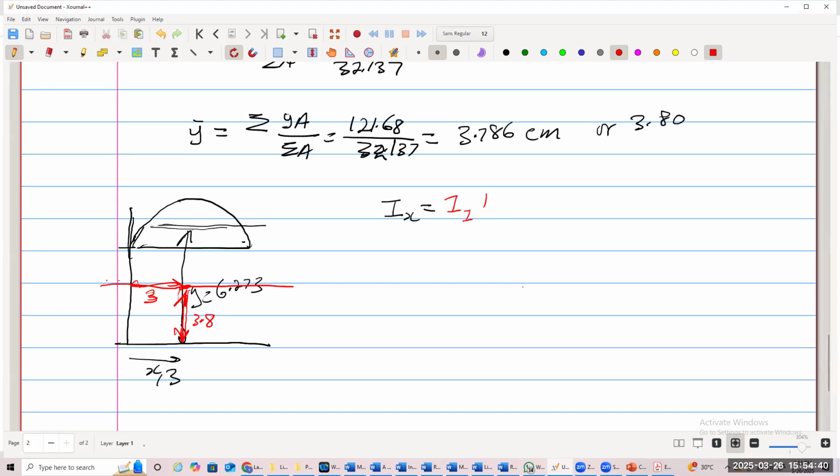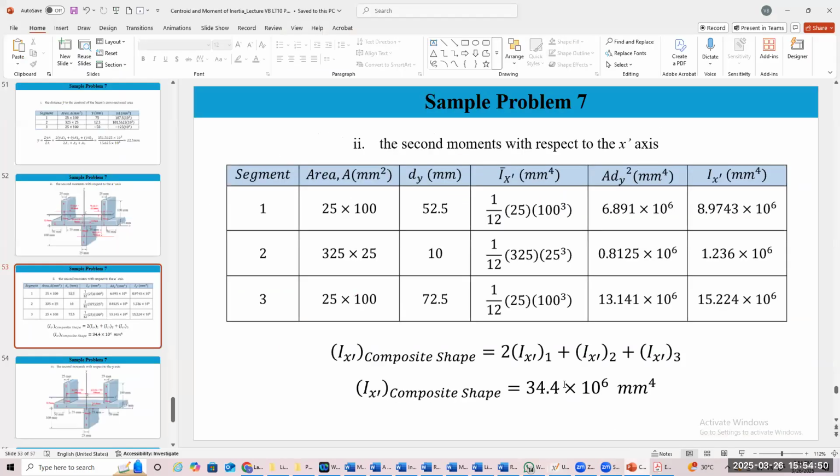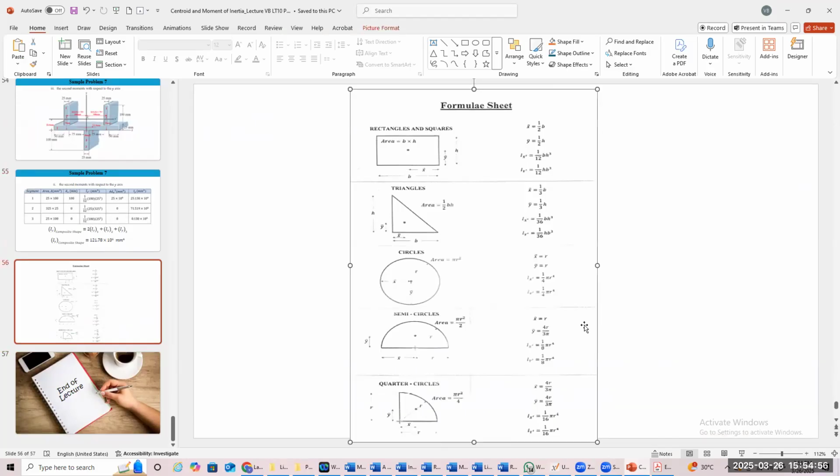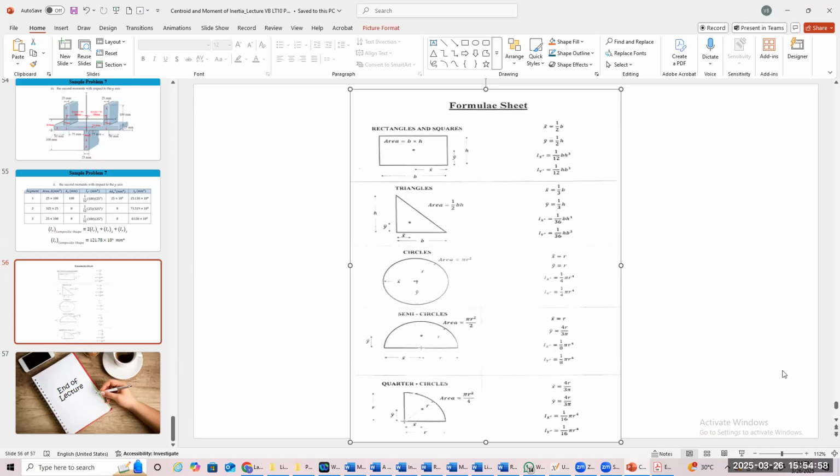plus your A times your dy squared. What's I for a semicircle? You have to go into your tables. Now, let me show you. You're gonna go into your table. Let's look into the table. What is in the table? Can you see it in this table here? I was hoping that you'll be able to see it.